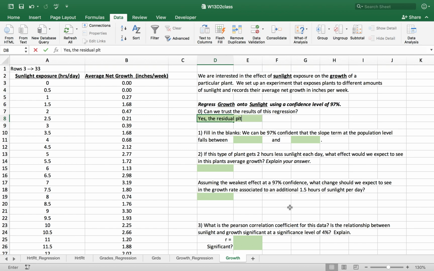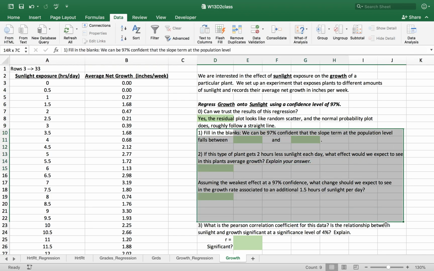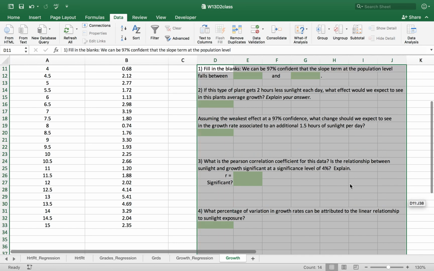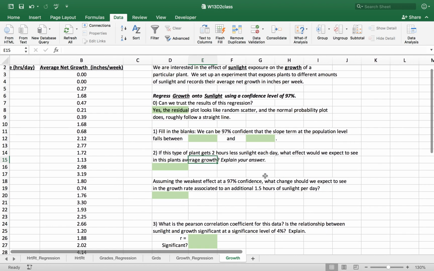The residual plot looks like random scatter. And the normal probability plot does roughly follow a straight line. Okay, so we're good with that particular question 0. So let's start in at question 1.